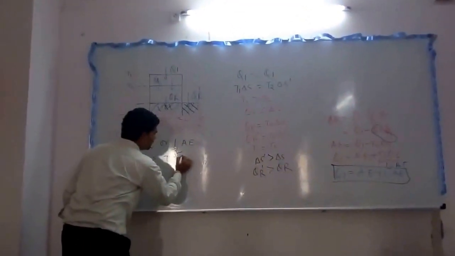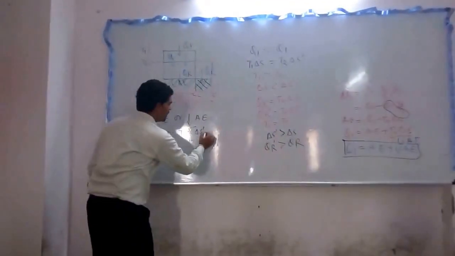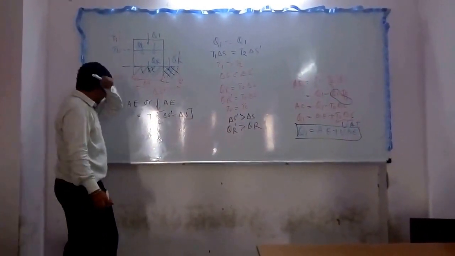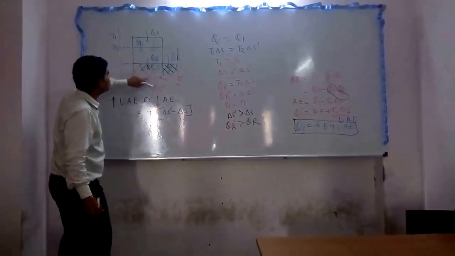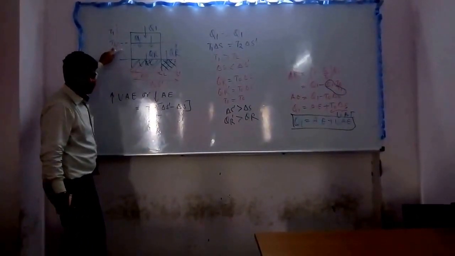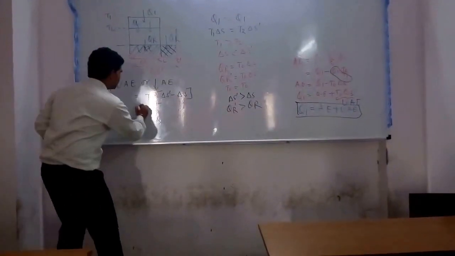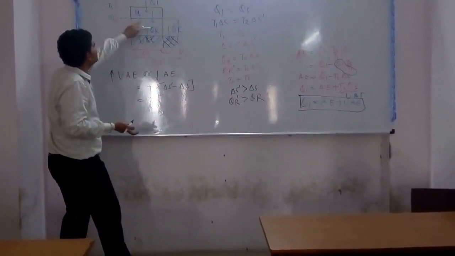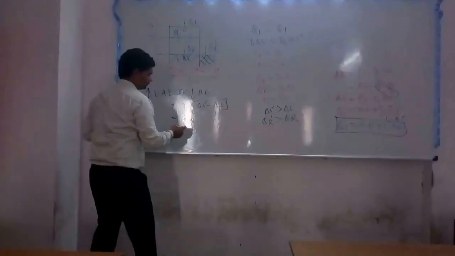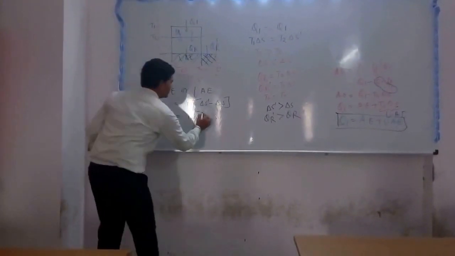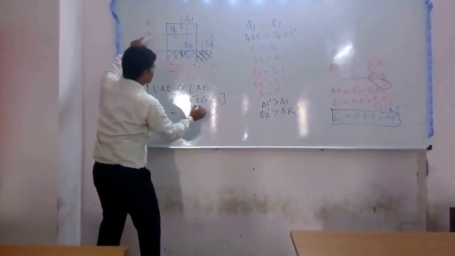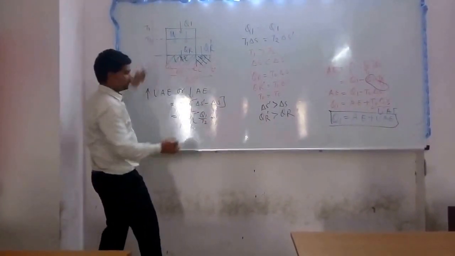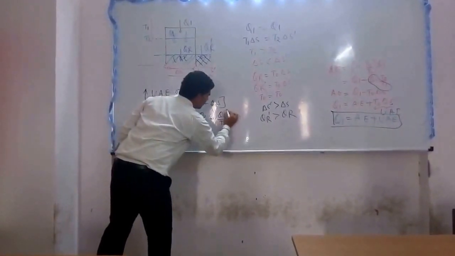What is the increase? Delta S dash minus delta S. Delta S dash is Q1 by T2, as I have told you previously, and this delta S is Q1 by T1. Is it clear?